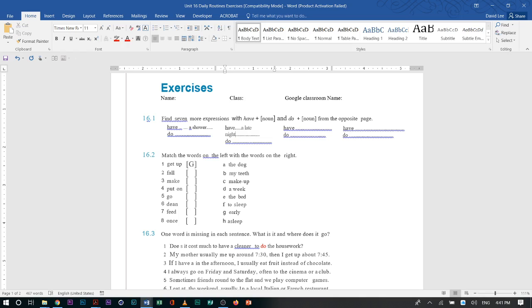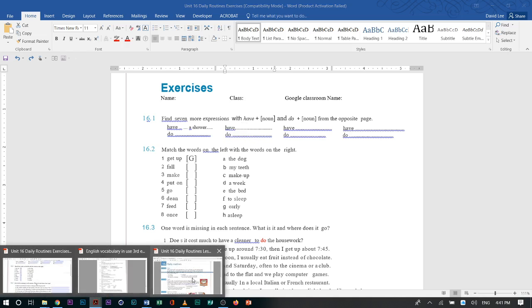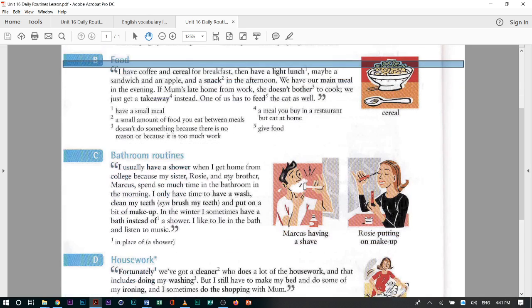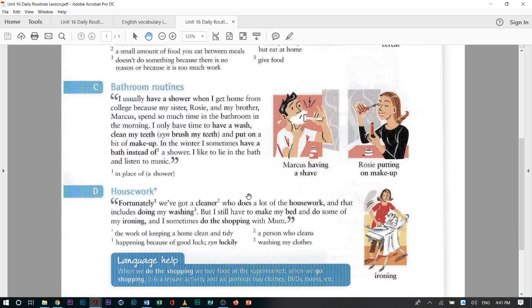And for the next part, it's the same with a do. So you go back to your reading right here and you look for a do. It will be somewhere right here. You see? Do some of the ironing. Do some of the shopping.